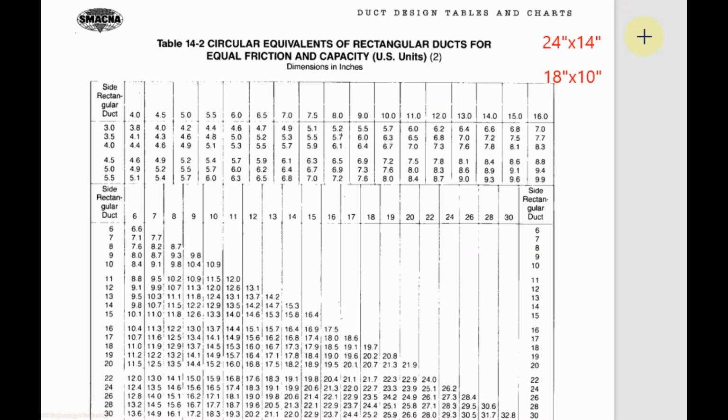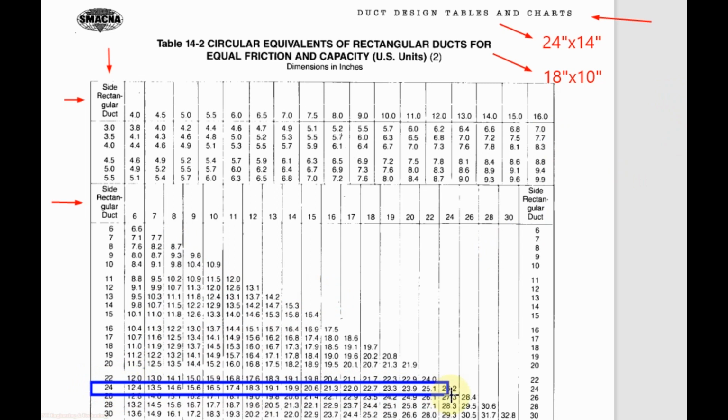We can also find the pressure drop using SMACNA table and charts. First we need to select the round diameter for the corresponding rectangular dimensions. We have two rectangular dimensions, 24 inch by 14 inch, and the second is 18 inch by 10 inch. In this column and this row are the rectangular duct dimensions, and in between are the diameters of the circular equivalent. So we have one dimension 24 inch. Let us see from here. We will select this row for 24 inch.